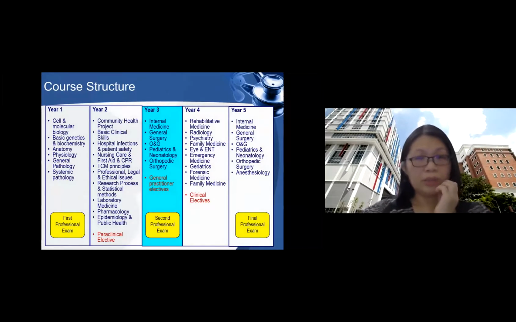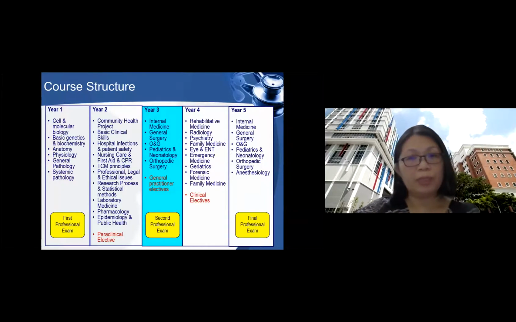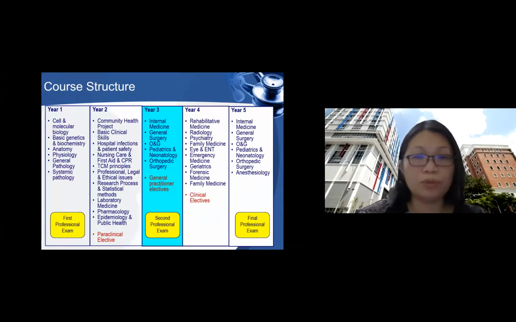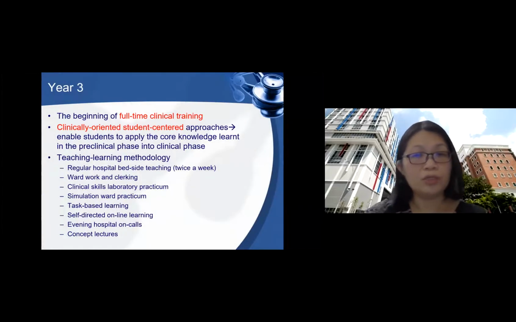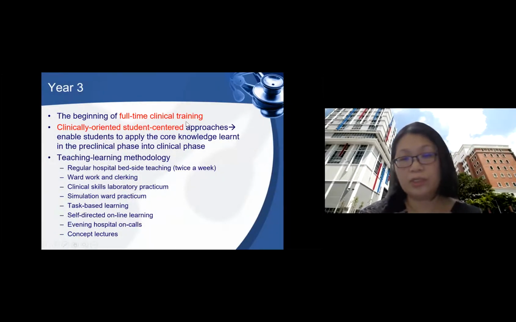Okay, so move on to year 3. In year 3, the students will be divided into 5 subgroups, and they will do rotation in these 5 major departments, and at the end of each rotation, they will sit for an end of posting exam, and at the end of year 3, they will eventually sit for the second professional exam. So year 3 is a full-time clinical training.